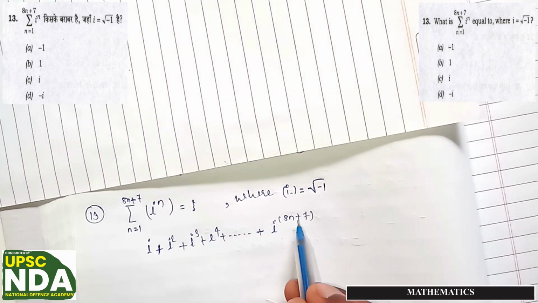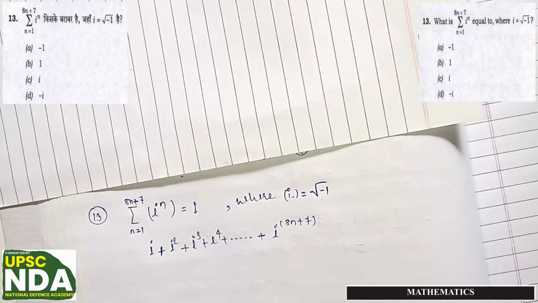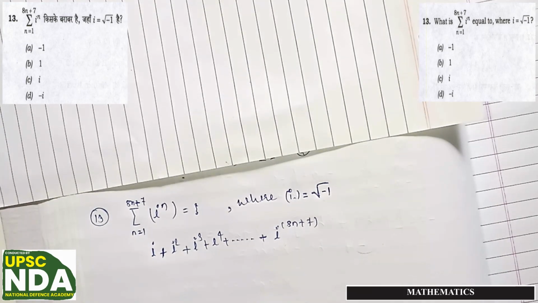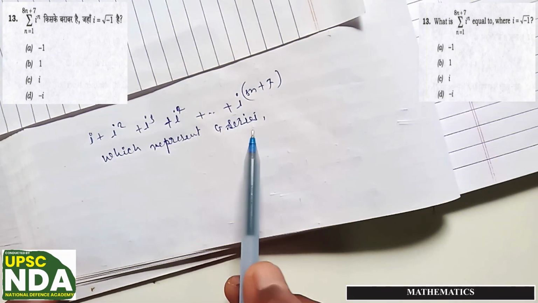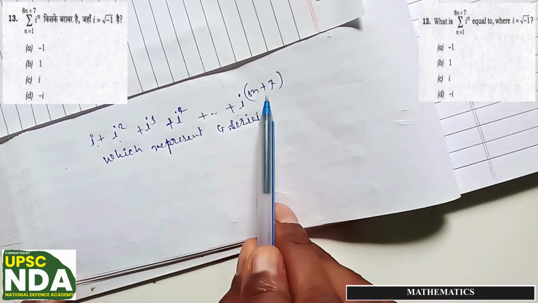This series is similar to a geometric progression. When the ratio between two terms is similar, we apply geometric progression, and when the difference between two terms is similar, we apply arithmetic progression. Here the ratio between two terms is similar, so we see it as a geometric series with first term i, common ratio i, and nth term i raised to 8n plus 7.